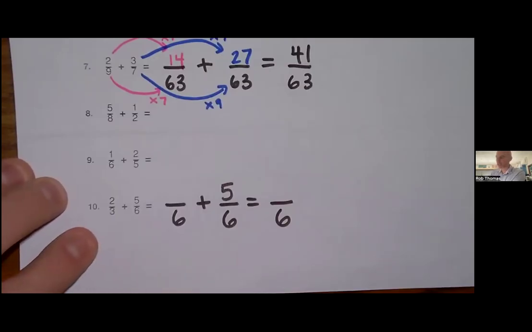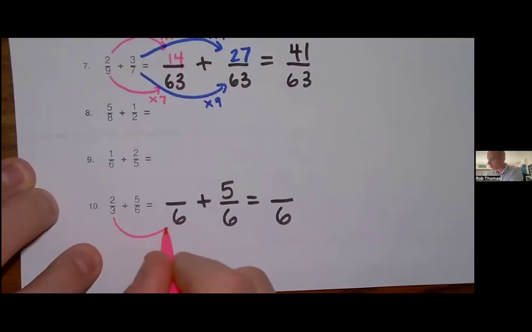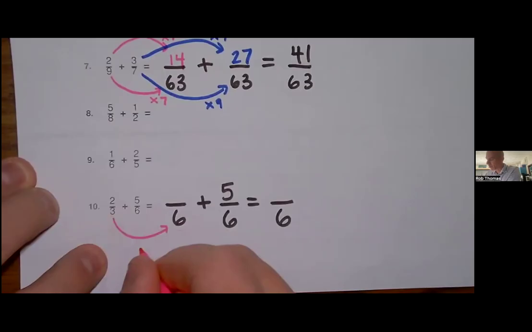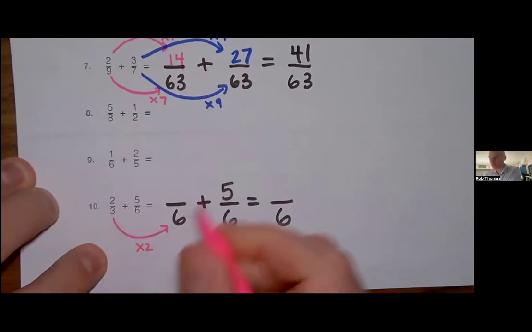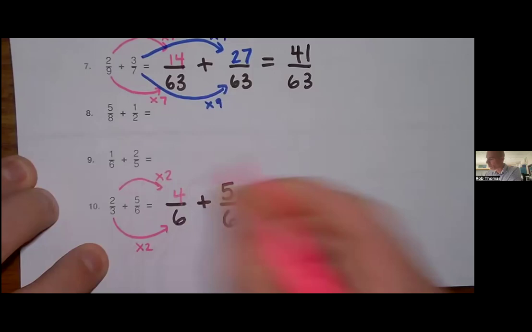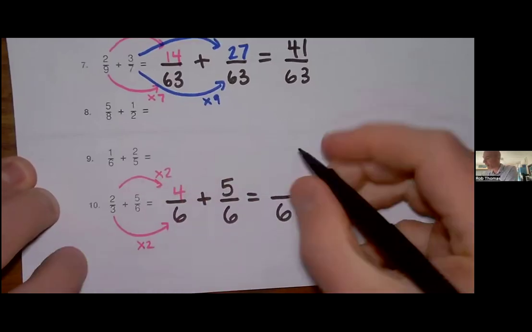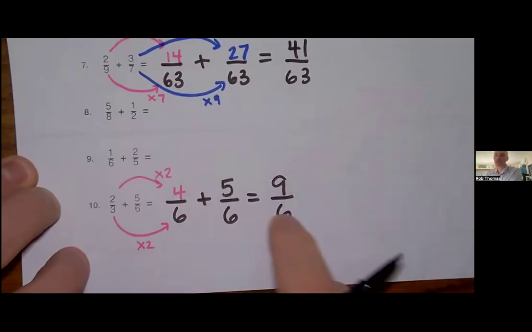The only thing I have to do is make an equivalent fraction for this first one that used to be 2/3, but I'm doing 3 times 2 equals 6 on the bottom. So on the top, I will go 2 times 2 equals 4. Now I do 4 plus 5 equals 9. I get 9/6.